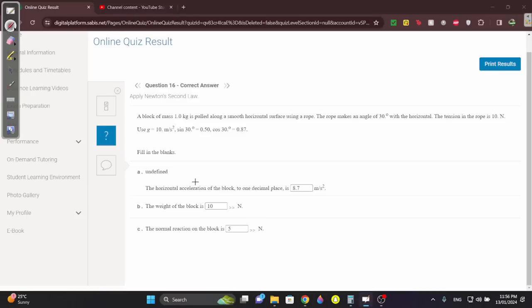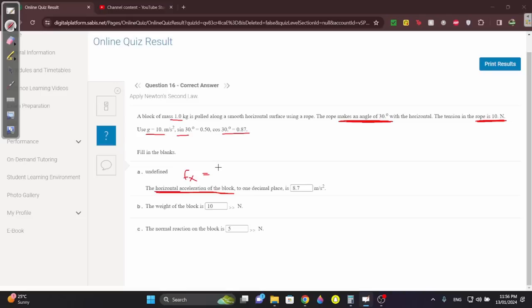Okay. A block of mass 1 kilogram. The rope makes an angle of 30. The force is 10 newtons. Use g is 10. Sine 30 is 0.5. Cosine 30 is 0.87. They want the horizontal acceleration. They're basically asking for Fx. Whenever they say horizontal force, horizontal acceleration, or something like that, they want Fx.